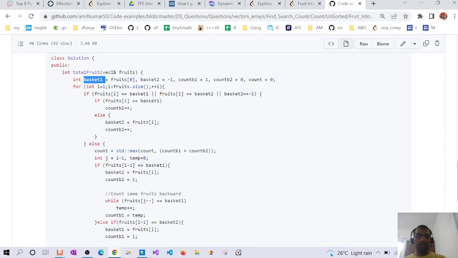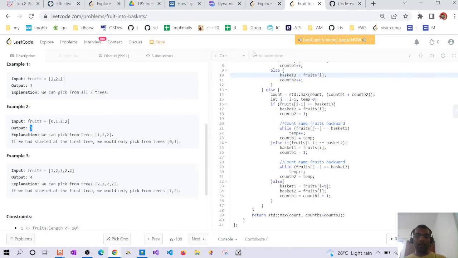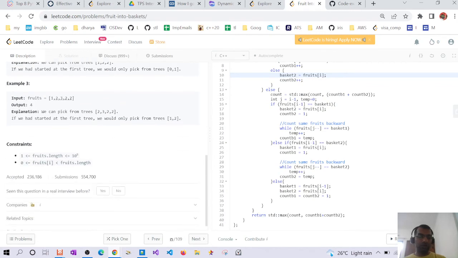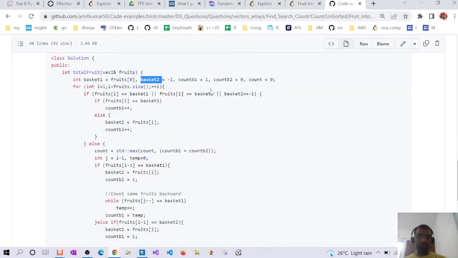As I mentioned, we have taken two baskets, that is basket 1 and basket 2. And if we see here, the constraint says that the fruit type would always be greater than or equal to 0. So that's why we can take basket as -1 and counts as 0. Initially basket 1 is taken as fruit 0. Now fruit 0 is placed in basket 1 and count is set as 1.